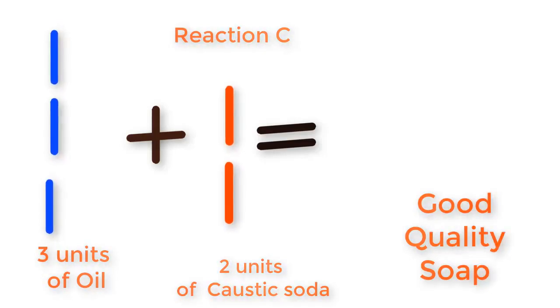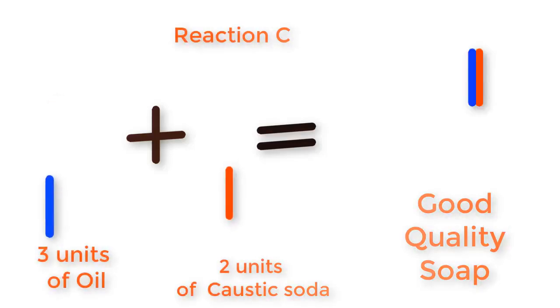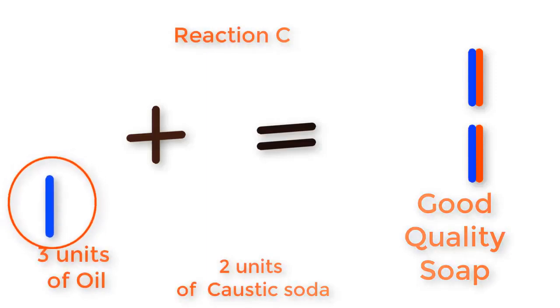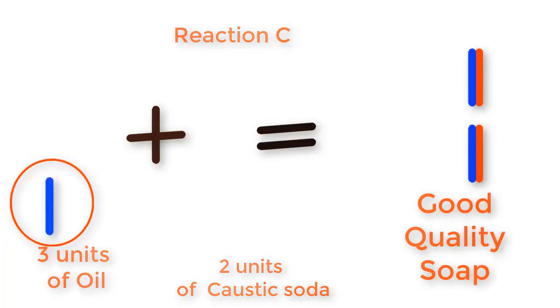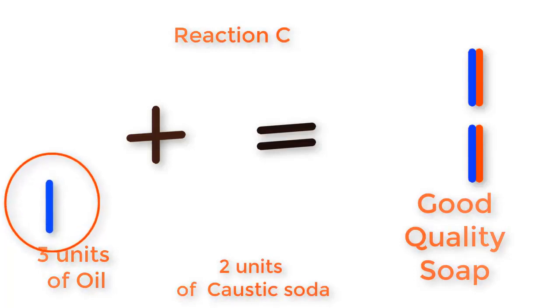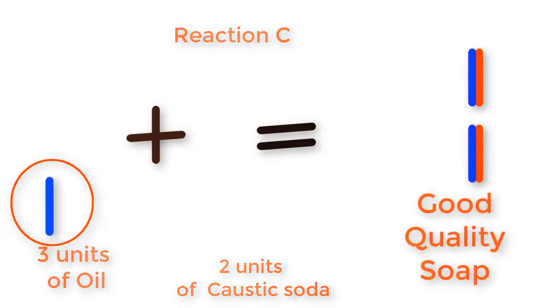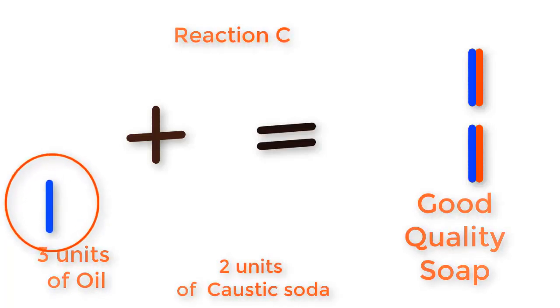Now, let's see how the combination takes place. 1 unit of oil combined with 1 unit of caustic soda to form 1 unit of soap. Another unit of oil combined with another unit of caustic soda to form 1 unit of soap. At the end of the day, you will notice that 1 unit of oil is left behind. Now, this 1 unit of oil, which is also referred to as the excess oil, can be called superfats. Excess oil in a soap can make the soap a good moisturizer. So the soap formed in this case C or reaction C is a good soap.